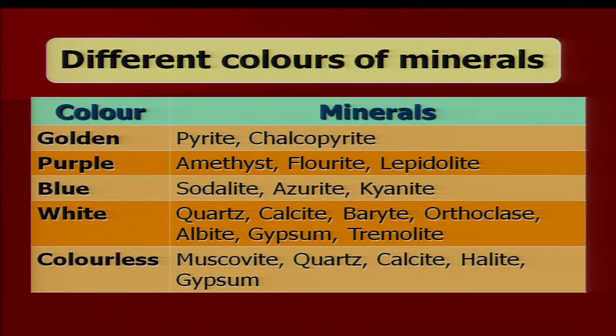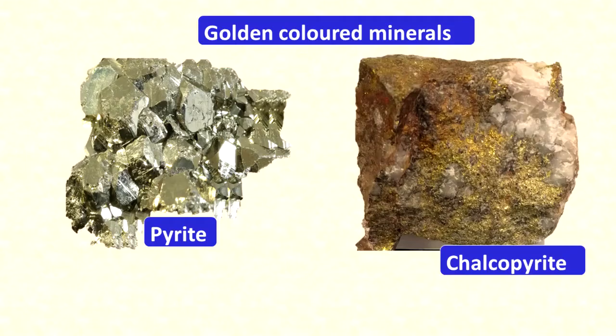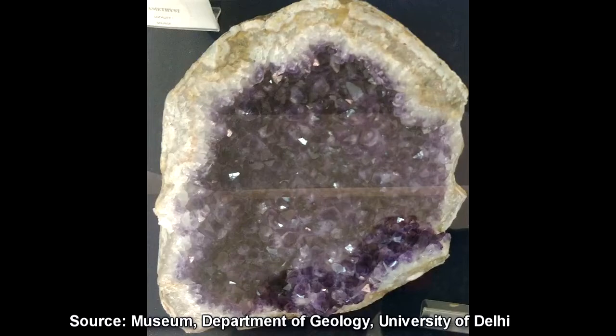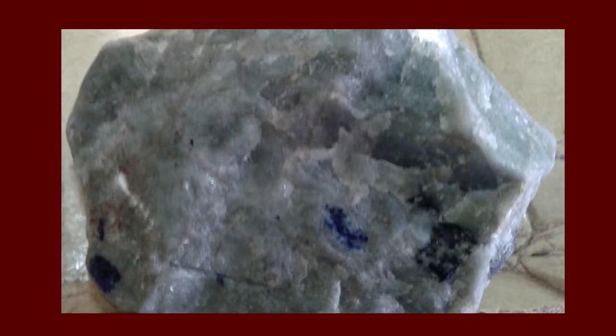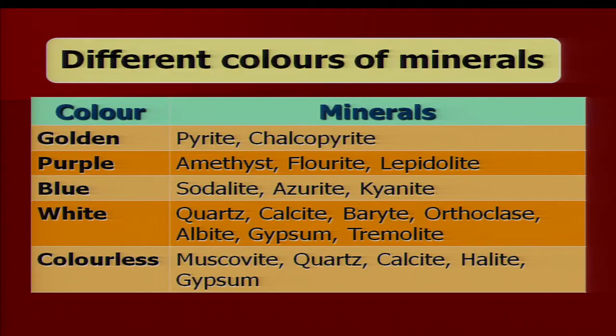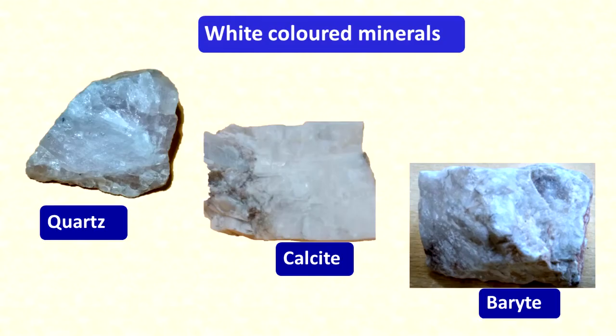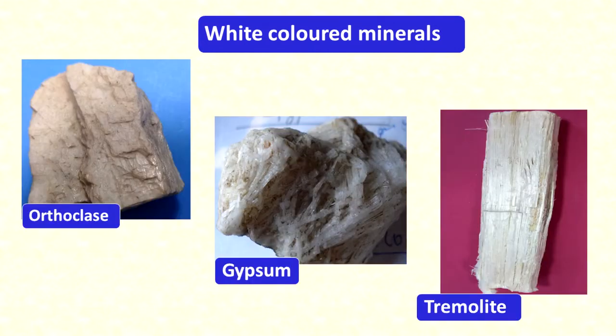Now, different colors of minerals can be classified. Golden color minerals are like pyrite and chalcopyrite. Pyrite is often known as Cruz gold or fool's gold. Chalcopyrite is also golden yellow in color. Purple color minerals include amethyst, fluorite, lepidolite; they are all purple in color. Blue colored minerals are sodalite, azurite, kyanite, and white colored minerals are quartz, calcite, orthoclase, albite, gypsum and tremolite. These are all white colored minerals.